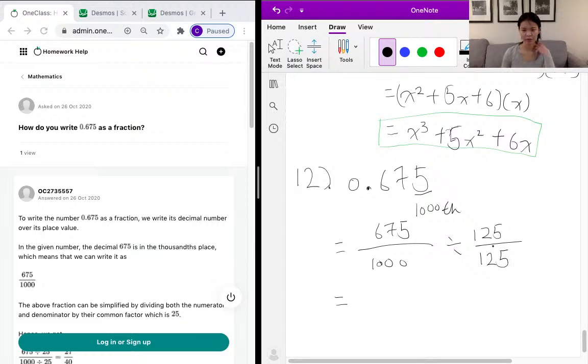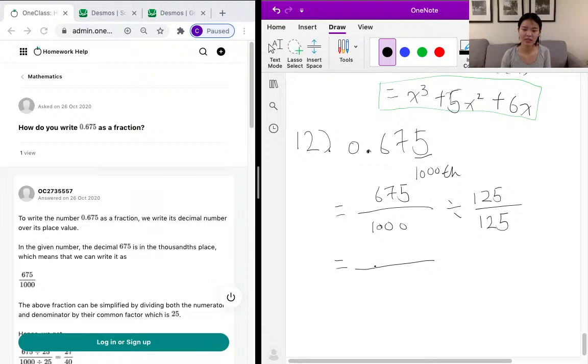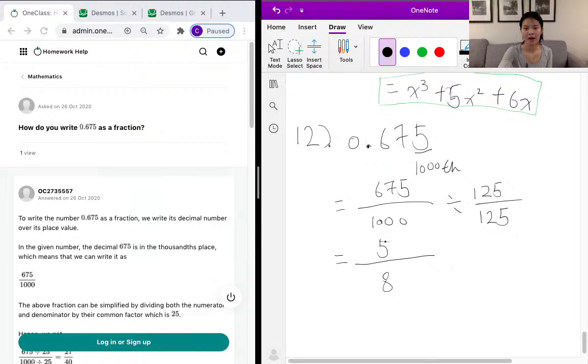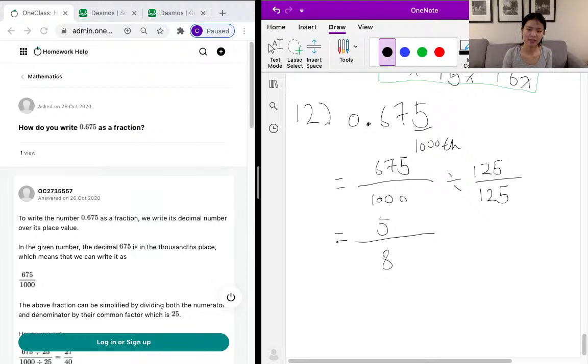I felt like we've done this question before in the earlier part of this video. Probably someone just posted this question twice, so it's a duplicate, I think. Or maybe I remember wrong, but I think we've done this problem before. Okay, and 1,000 divided by 125 is 8, and 675 over 125, it is 5. So our fraction, 0.675 as a fraction, is 5/8. That's the sample solution over here.